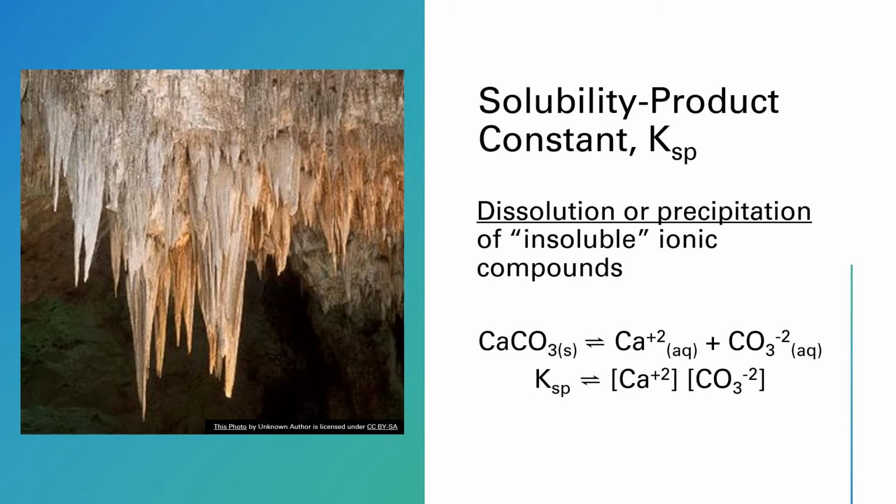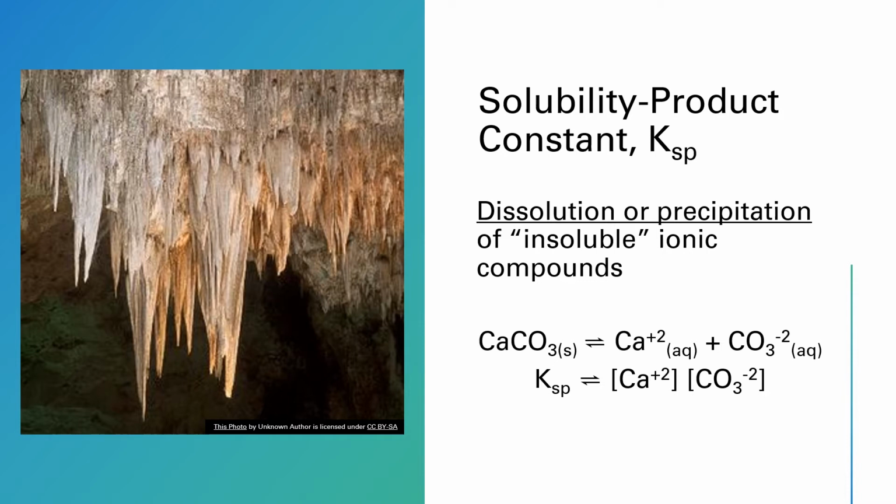A great example of that is calcium carbonate. This is a picture of the limestone formations that you'll find in caves like Natural Bridge Caverns. Carlsbad Caverns is real close to where I grew up. At any of those places, those formations are created because calcium carbonate, also known as limestone, will actually dissolve in water to just a little teeny tiny extent. And as that water moves through the ground, the calcium carbonate will be deposited in these really interesting formations.